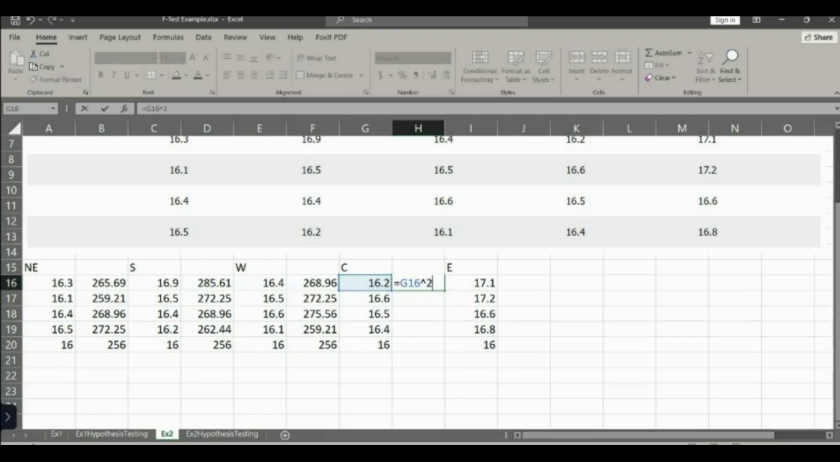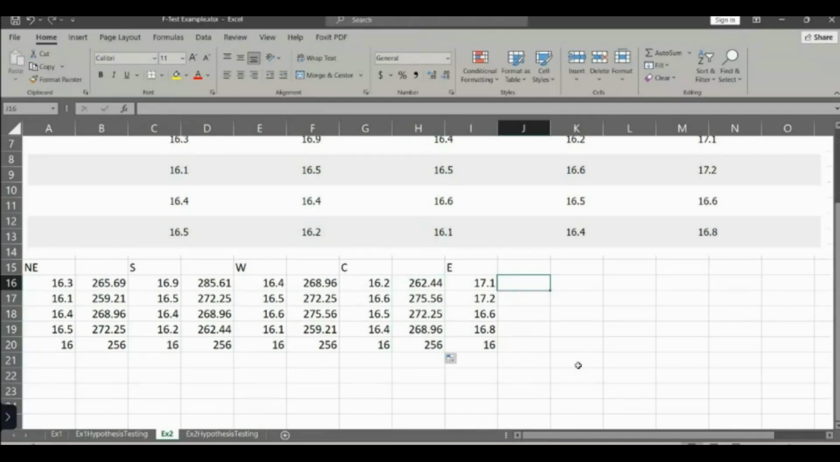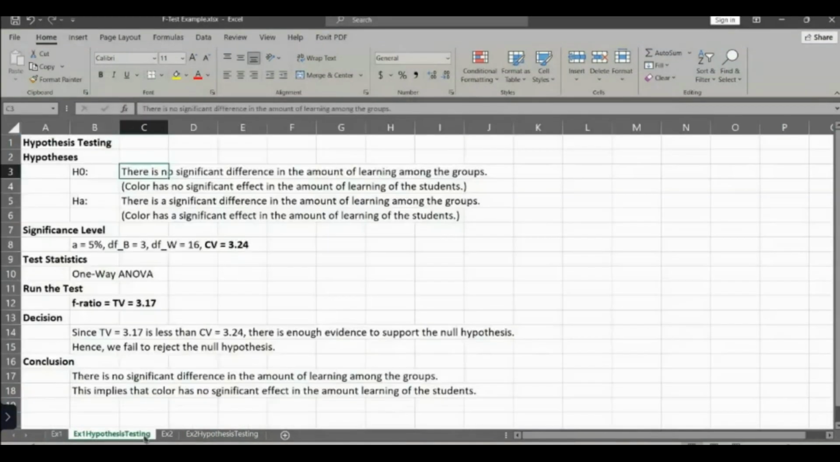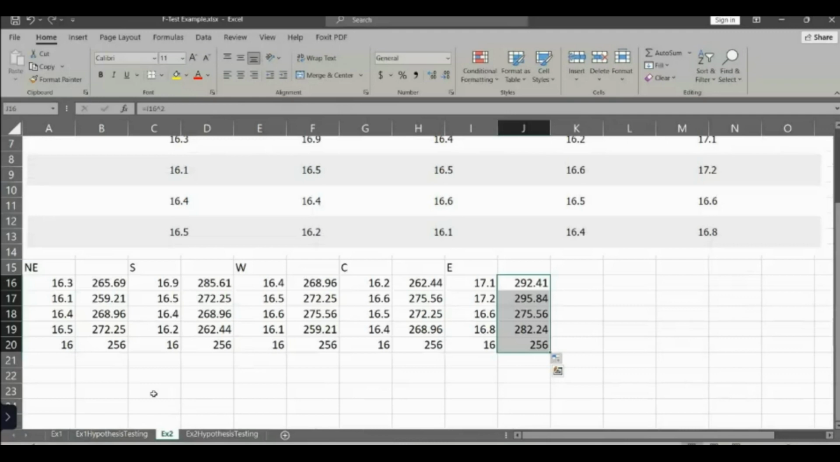16.2 squared. Then we have 17.1. Okay. After squaring, we need to find the summation of each column. Okay, this is our raw data and the squared value. We just need to determine the summation.